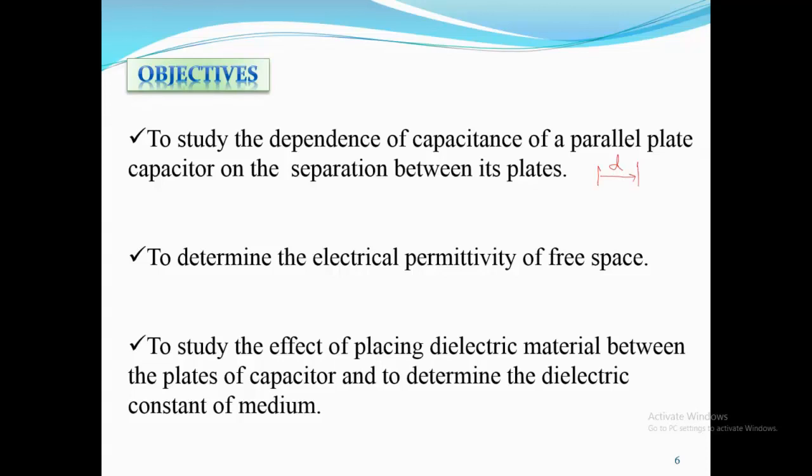To determine the electrical permittivity of free space, you have to find out this one. We have the real, the standard or actual value, and you will do your experiment, calculate the permittivity of free space, and then find the percentage error. To study the effect of placing a dielectric material between the plates of a capacitor to determine the dielectric constant. So dielectric constant, what do we mean by all this terminology? We will discuss one by one, don't worry.